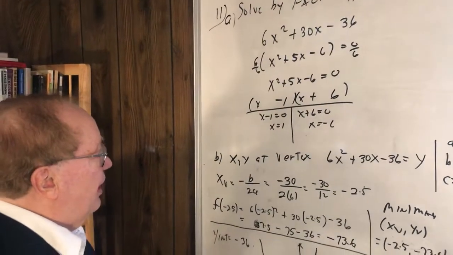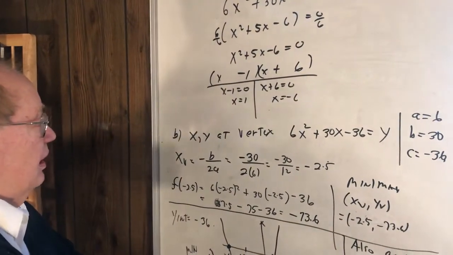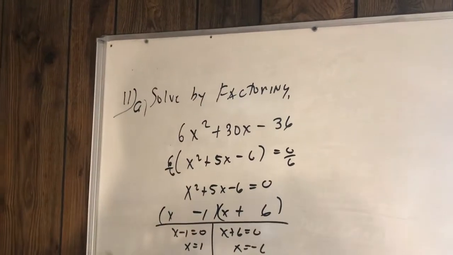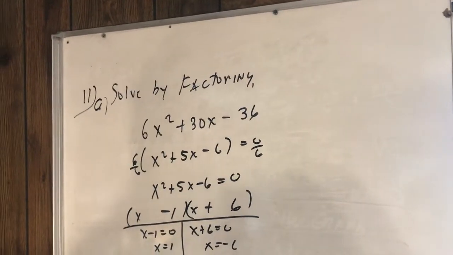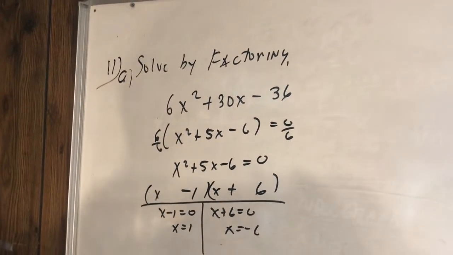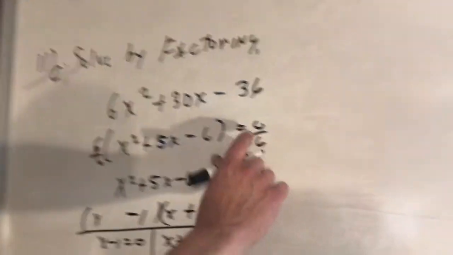Okay, now we're going to do solving by factoring. 6x squared plus 30x minus 36. I factored out a 6: x squared plus 5x minus 6. Divide each side by 6. Set this equal to 0.